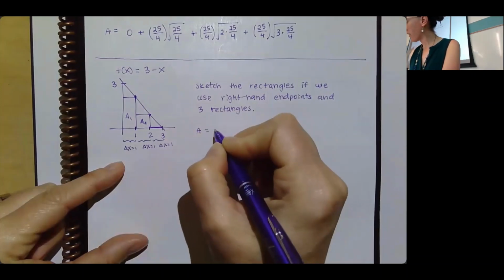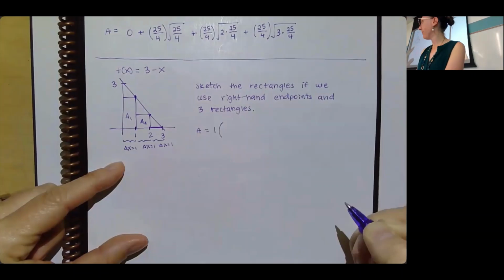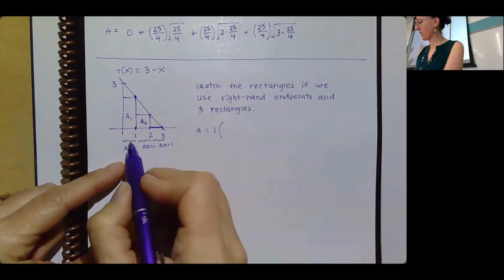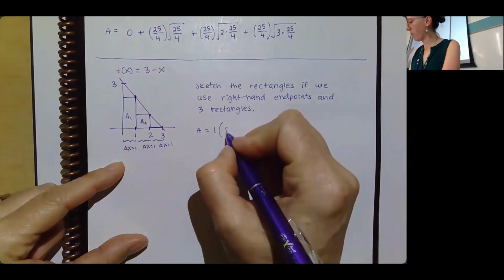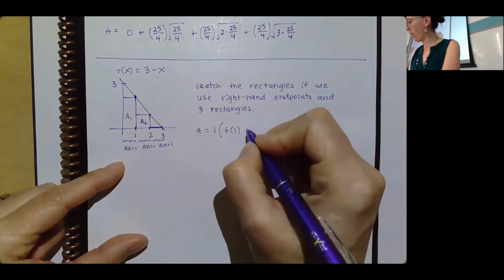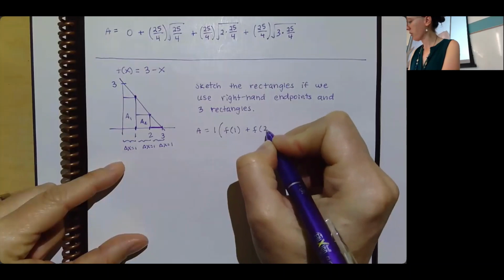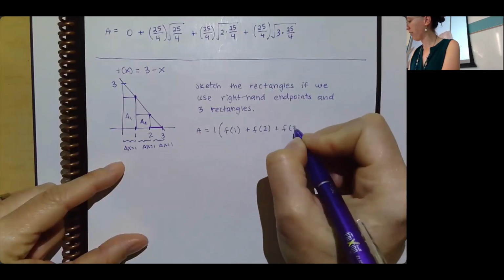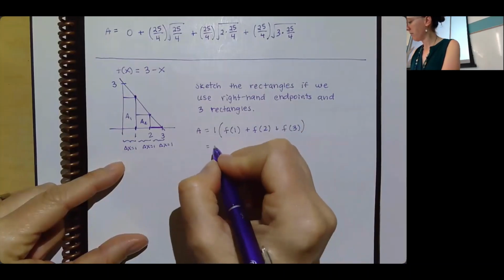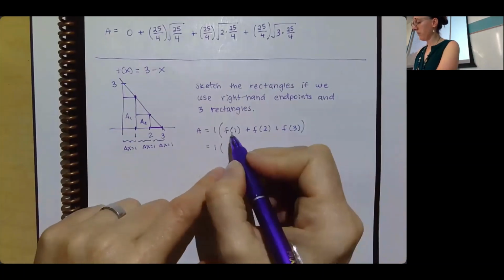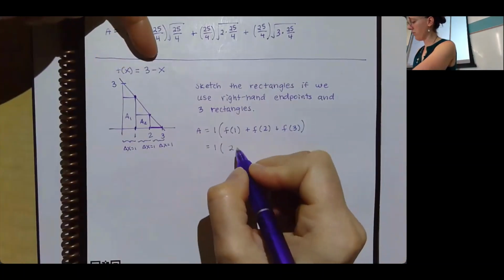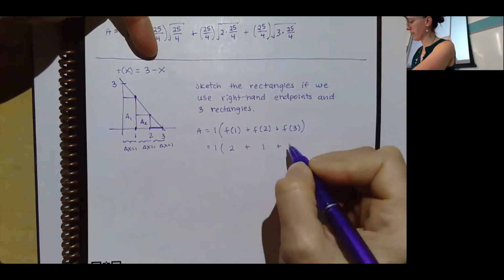So we could factor the 1 out of the whole thing. And then because we're using right-hand endpoints, we would end up looking at the height at 1, the height at 2, and the height at 3. F of 1 is 2, F of 2 is 1, and F of 3 is 0.